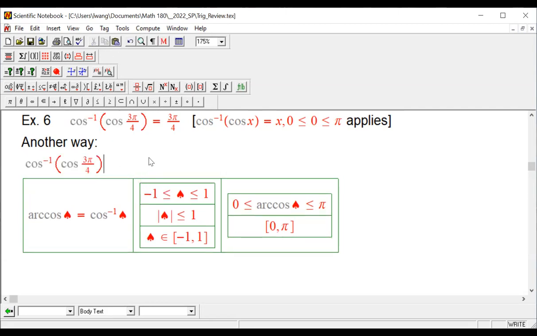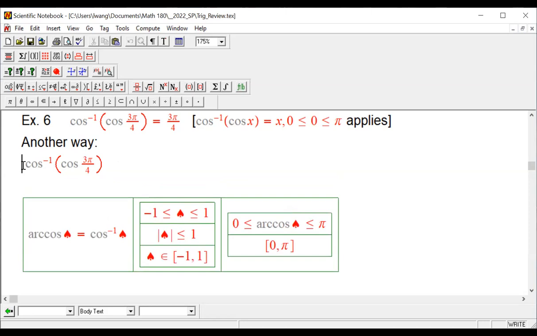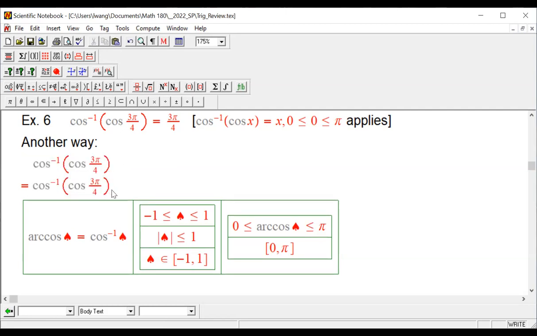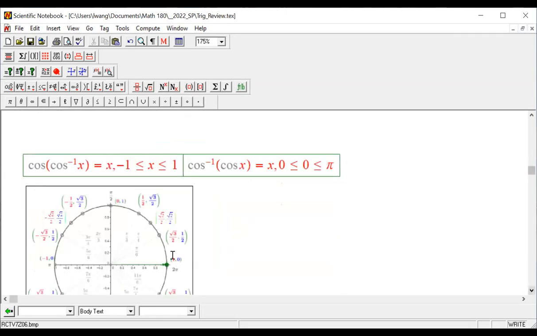You know the no-fly zone. And before long, you should recognize it, right? So let's do it from inside out. The inside is cosine of 3 pi over 4. So you measure the angle 3 pi over 4 counterclockwise from the unit circle.